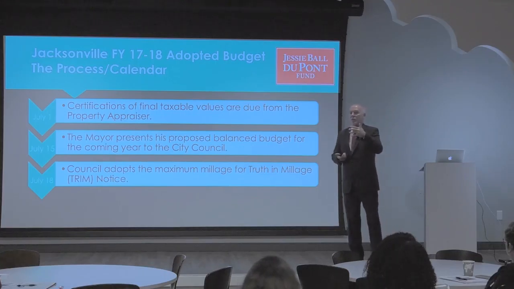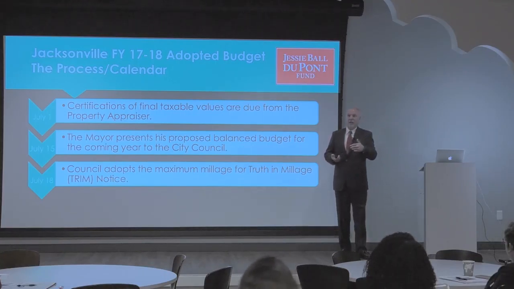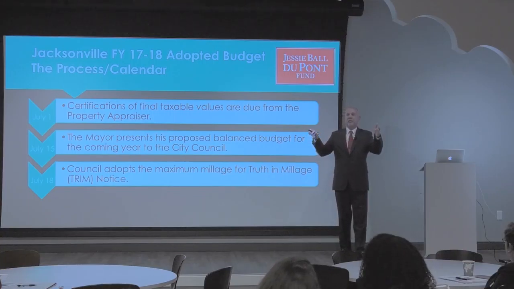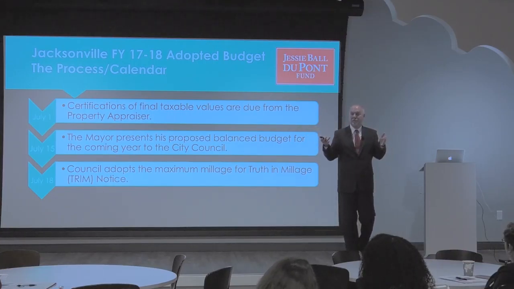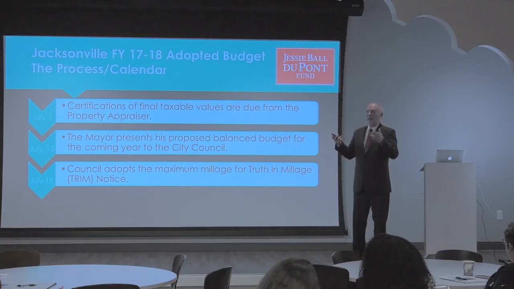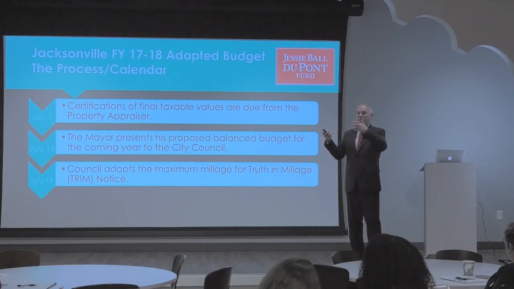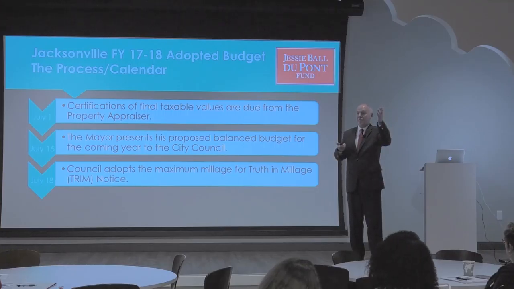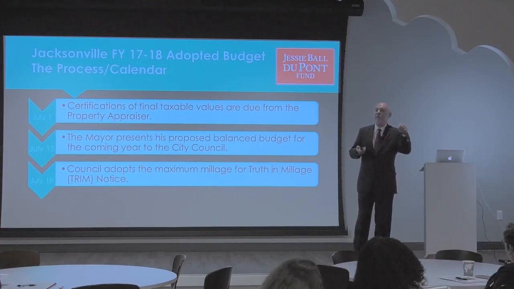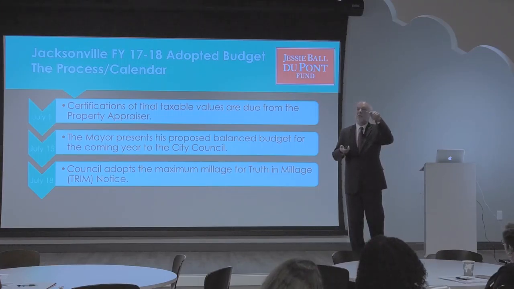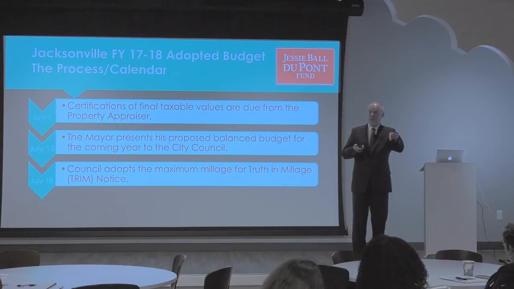The TRIM process talks about what's called the rollback rate. So if your millage rate for this year is 10 mils, a mil is a dollar per $1,000 of value on the property, and because property values increase, if you keep that rate, you would bring more tax revenue in. I would advertise that as a tax increase. The rollback rate is the rate that you would have to charge if you were to generate the exact same tax levy.